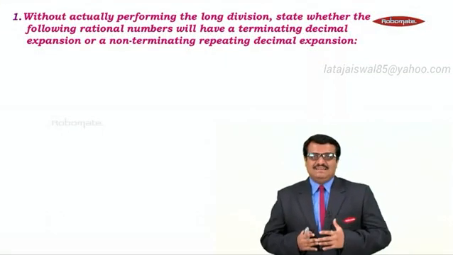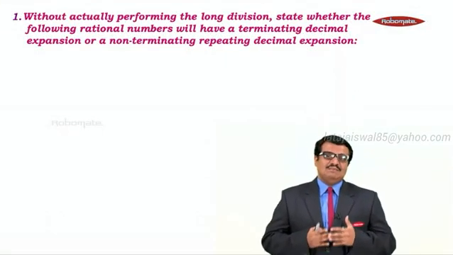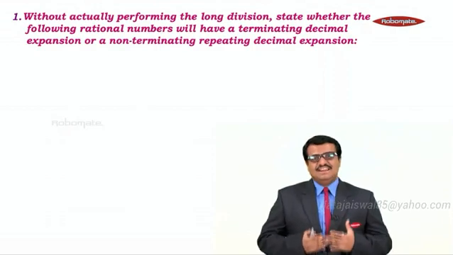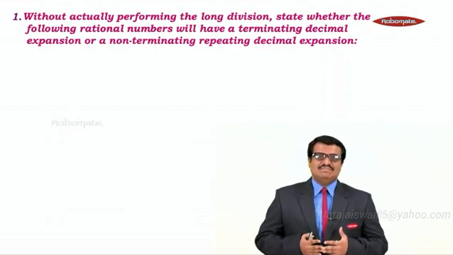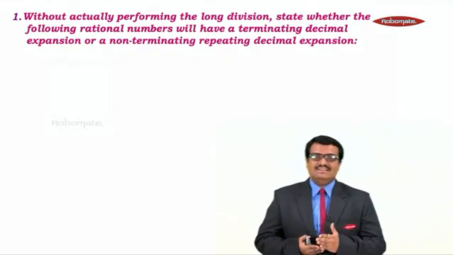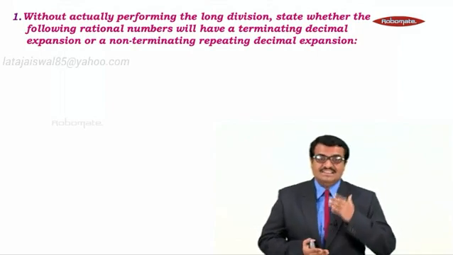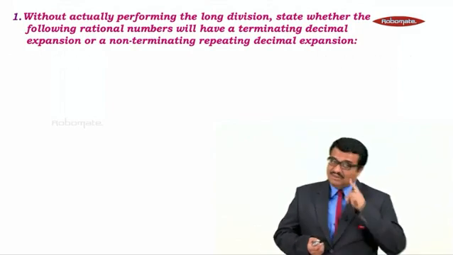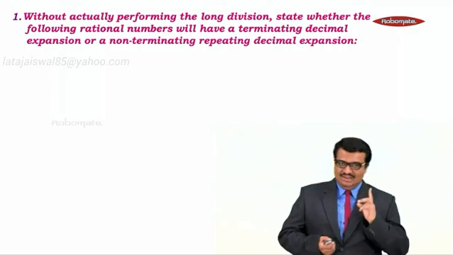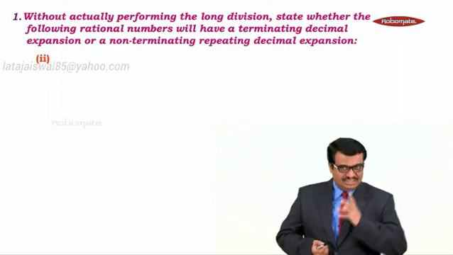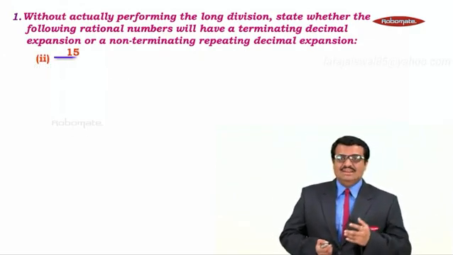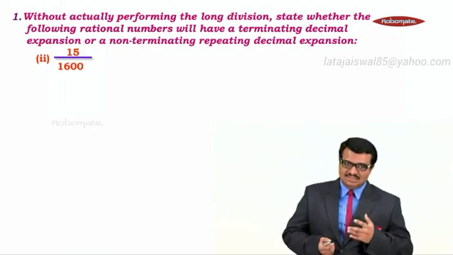Up one more sum of the same type. Without actually performing long division, state whether the following rational numbers will have terminating decimal expansion or non-terminating, that is, repeating decimal expansion. But we have to say it without performing the long division, right? The question number 2, the question is 15 upon 1600.